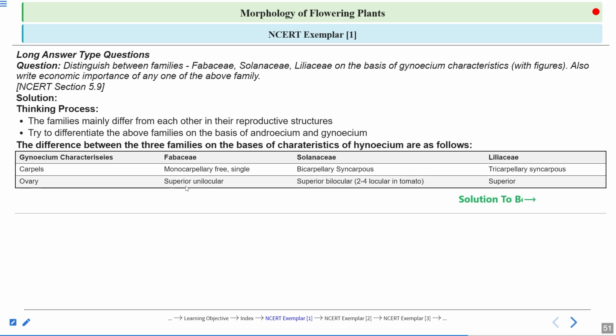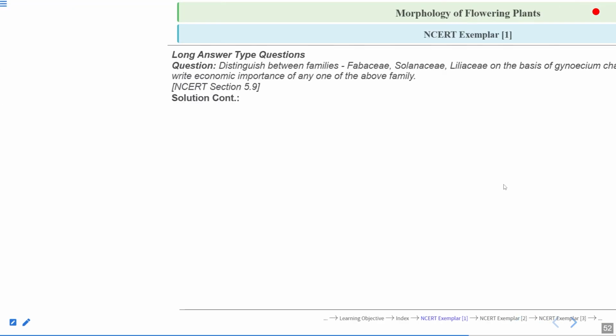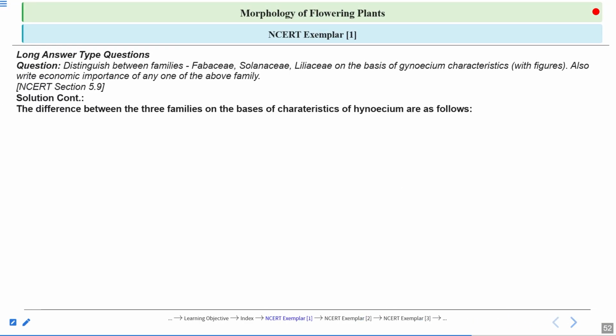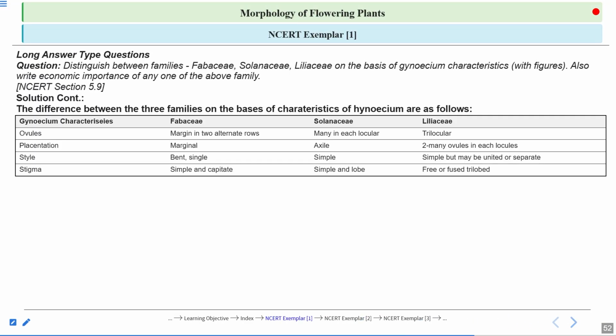Ovary, if you see the ovary, it is superior in position and unilocular because only one locule is there. In case of Solanaceae, bicarpellary it was, so bilocular superior ovary. But in the case of tomato, you can see 2 to 4 locular in tomato. Liliaceae, superior ovary. The other things, different ovules.